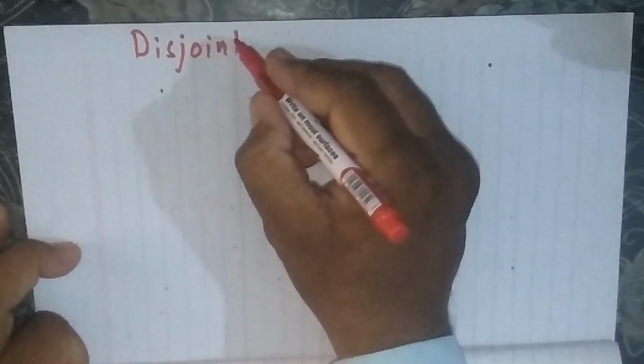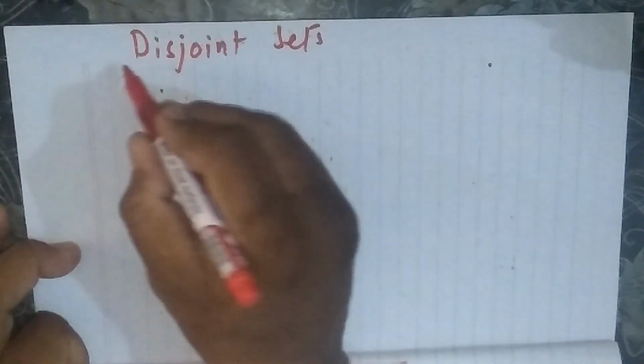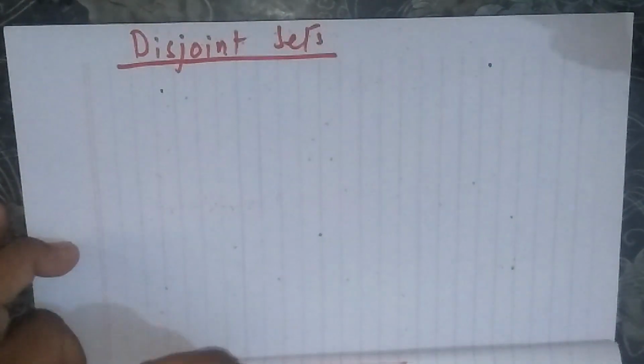Disjoint sets. So what is a disjoint set?